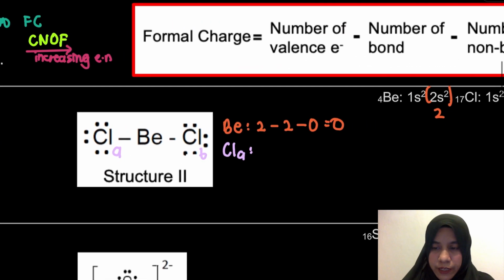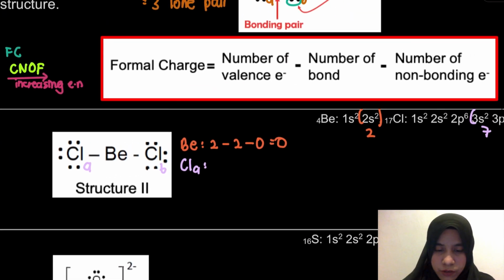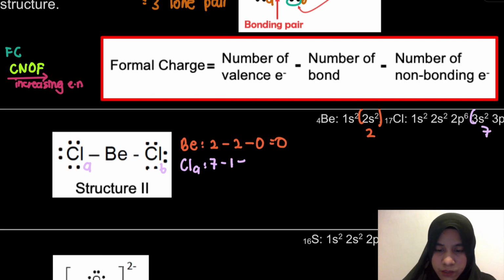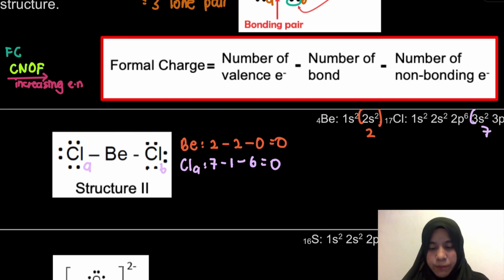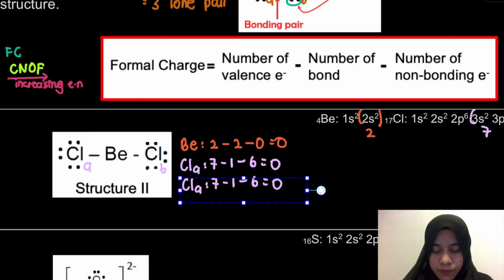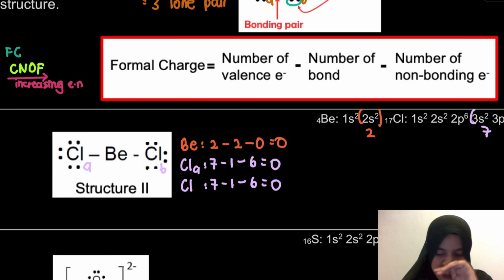Okay, chlorine A is actually number of valence electron is 7 minus number of bond. Okay, chlorine A ni ada berapa bond? Ada only 1. Minus 1 minus non-bonding electron. 1, 2, 3, 4, 5, 6. So, 6. 7 minus 1 minus 6. 0. So, dapat 0. Okay. So, chlorine B is the same case sebab sama sahaja, there only 1 bond and 6 non-bonding electron. Okay. And then the total pun memang equal to 0.